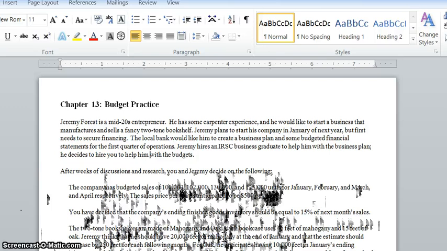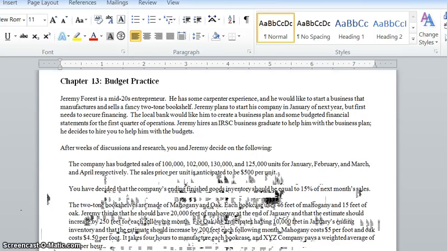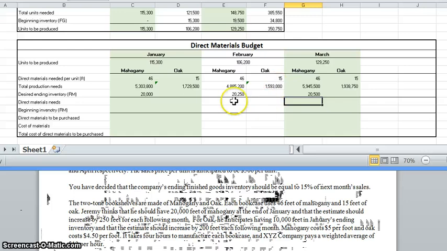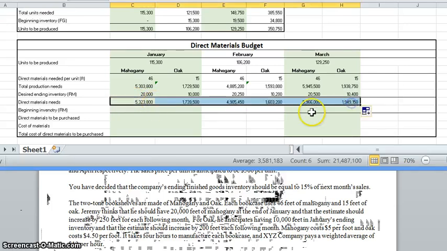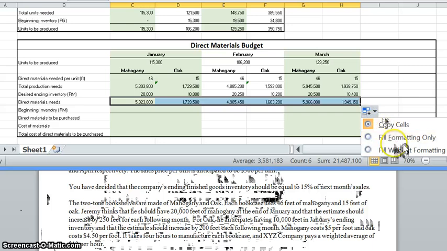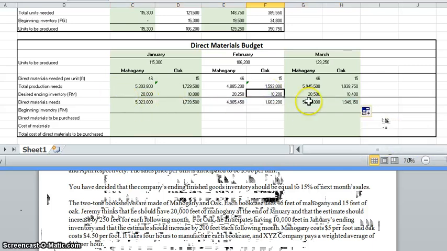And then for oak, let's pull this down a little bit. He anticipates having 10,000 feet in ending inventory in January, and this estimate should increase by 200 feet for each month. All right. So adding together our total production needs and our desired ending inventory, that will give us the numbers that we really need here for each of these areas.